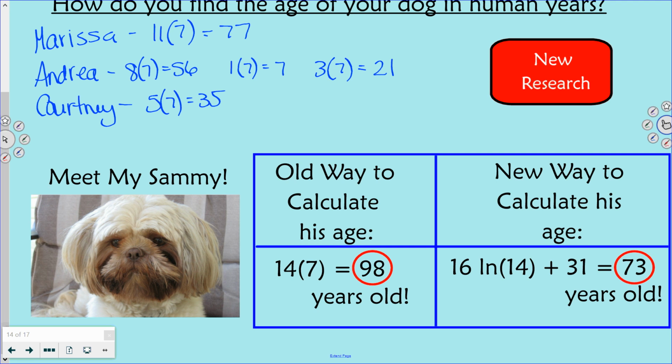But the reason I brought that up is because let's talk about some of these ages that you guys put up here. So Marissa, 16 times the natural log, your dog was 11, plus 31. So instead of 77, Marissa, your dog is now 69. So yay, your dog's younger. All right, so Andrea, you had an 8-year-old dog in there. So instead of 56, but look what happened. Now your dog is 64. Whoa. I can't believe it. Isn't that interesting? To me, that was so interesting that it works that way.